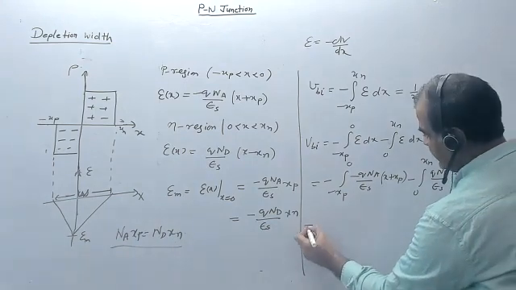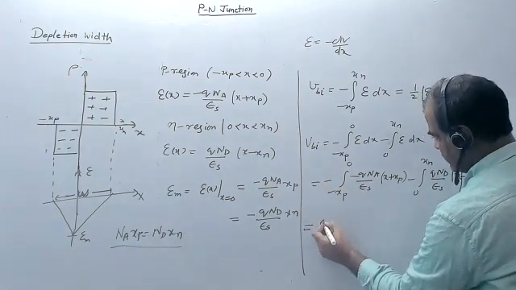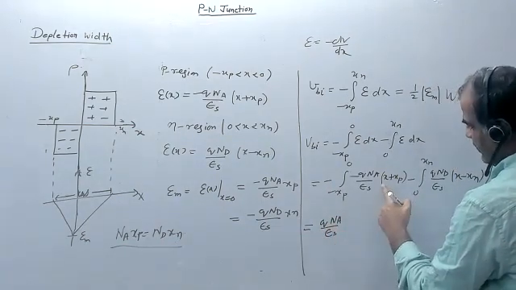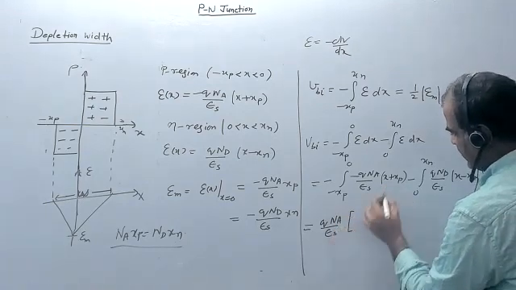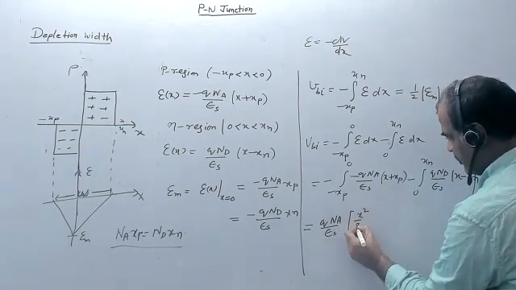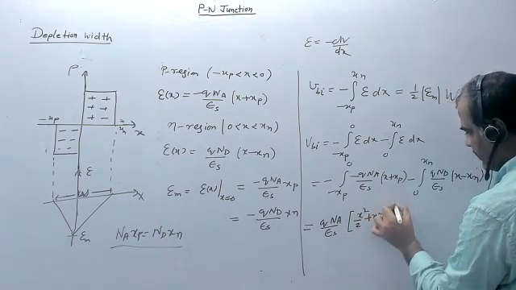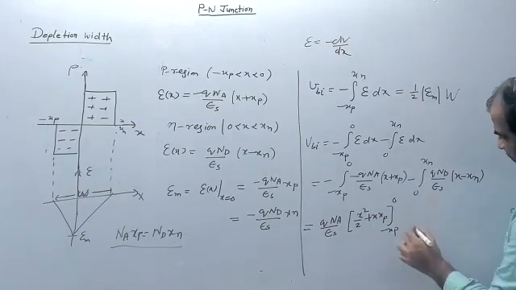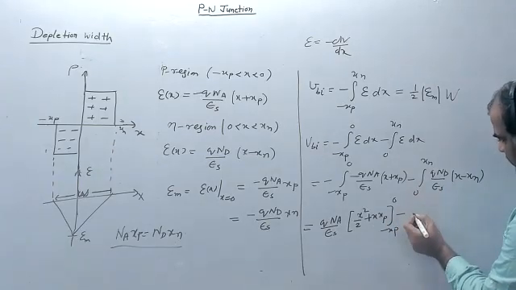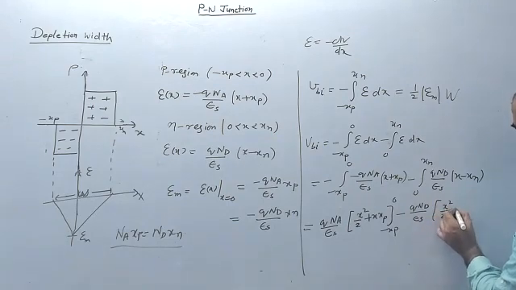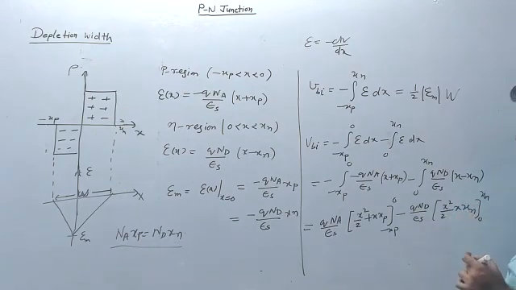If I integrate this, minus minus becomes plus, giving q Na upon epsilon s. Inside, the integral of (x plus xp) becomes x squared by 2 plus x xp, with limits minus xp to 0. Similarly, the other term becomes minus q Nd upon epsilon s times (x squared by 2 minus x xn), with limits 0 to xn.